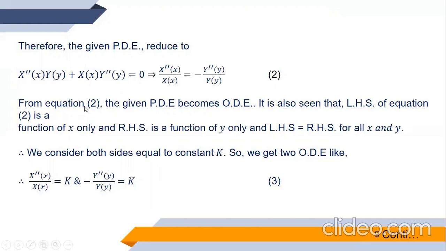So from equation 2, the given PDE becomes an ODE. It is also seen that the left hand side of the equation depends only on x, and the right hand side depends only on y, and the left hand side is equal to the right hand side for all values of x and y. Then we consider both sides equal to a constant k. So we get two ODEs: X''/X = k and -Y''/Y = k.